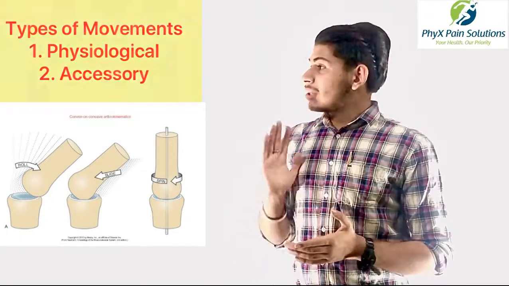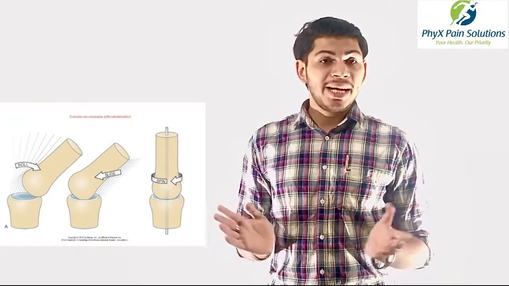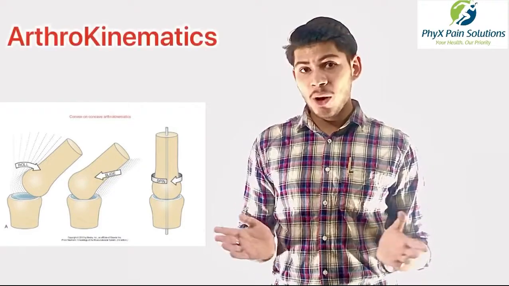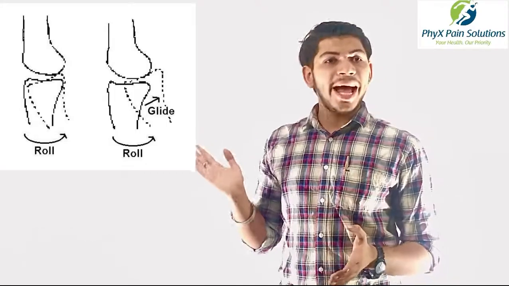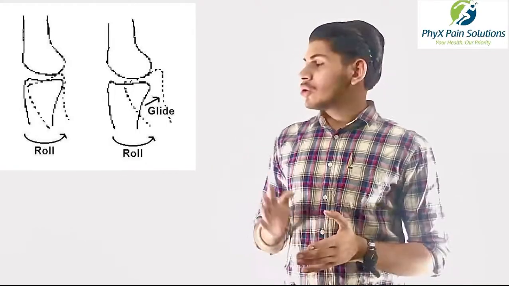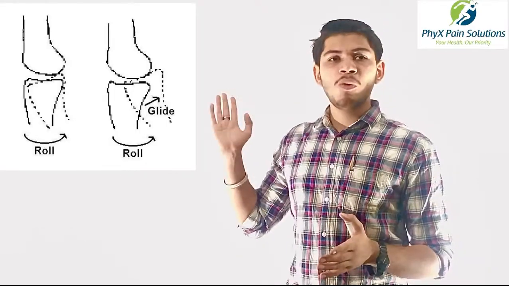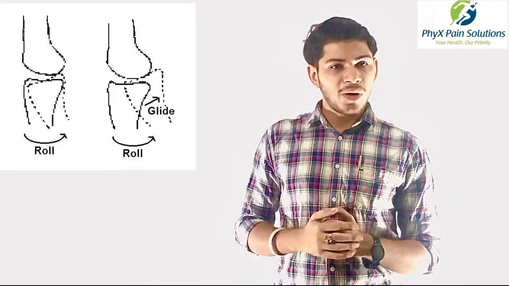This is also known as arthrokinematics. Arthro means the joint and kinematics means movement. The study of the movement of the joint is known as arthrokinematics. Before starting the video, I presume that you all might be aware of the terms like roll, glide and slide, or you can also see the structure of these movements at my extreme right side.